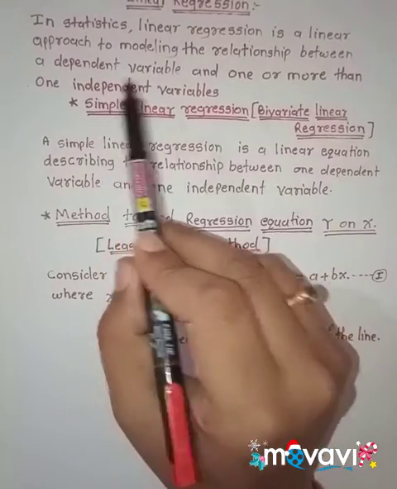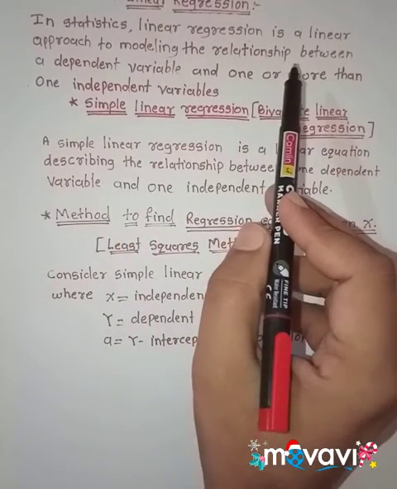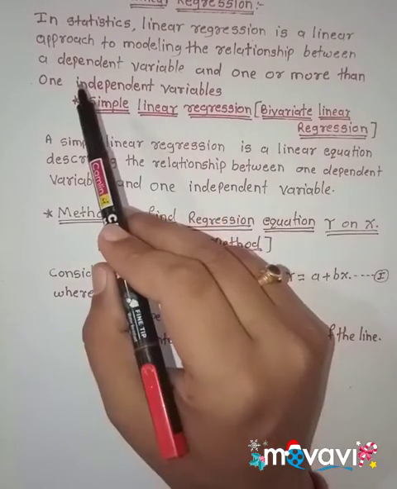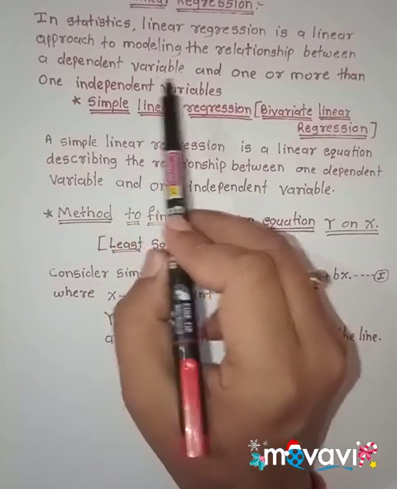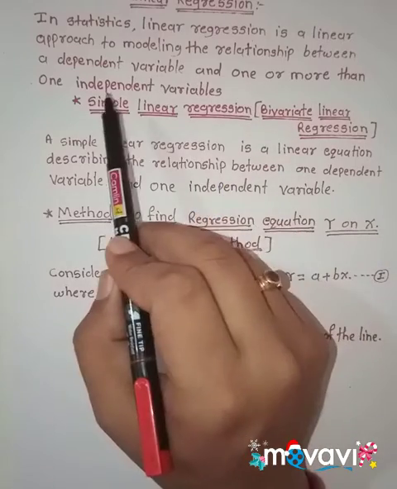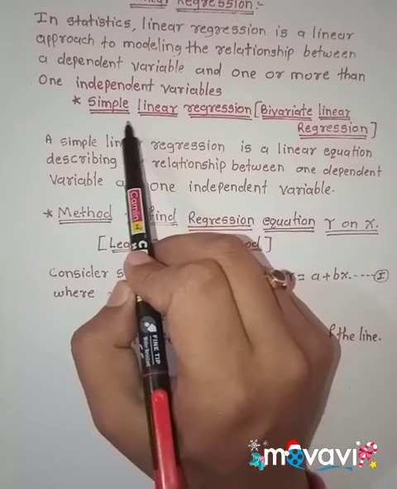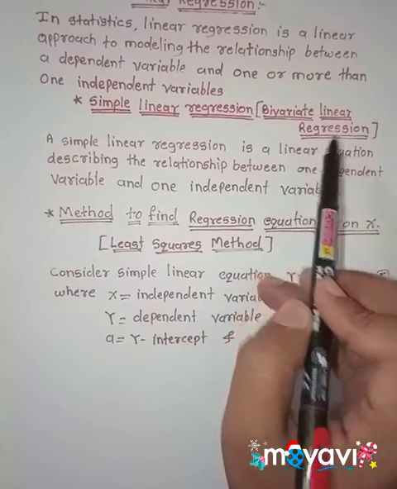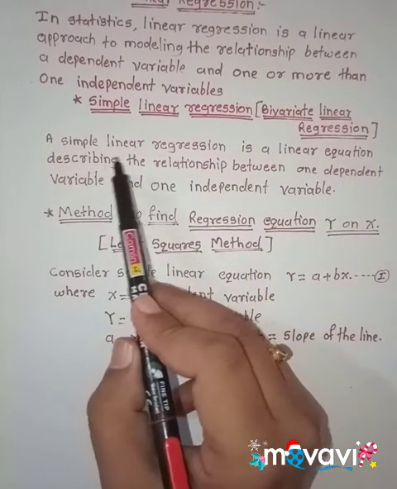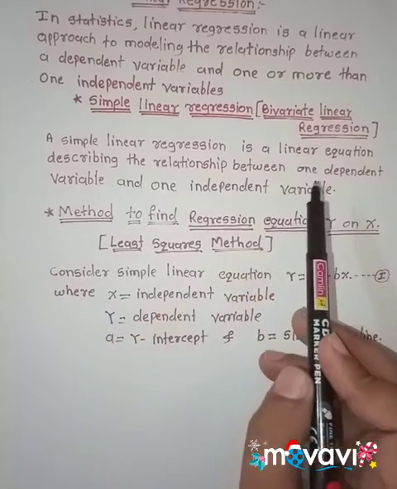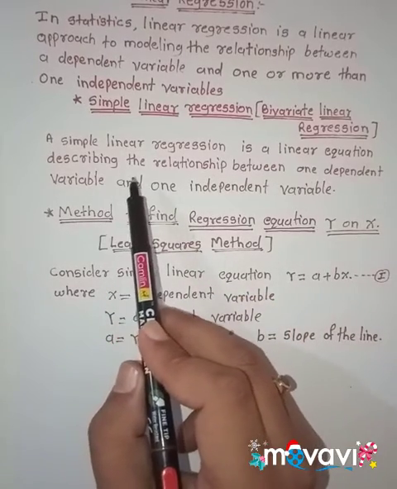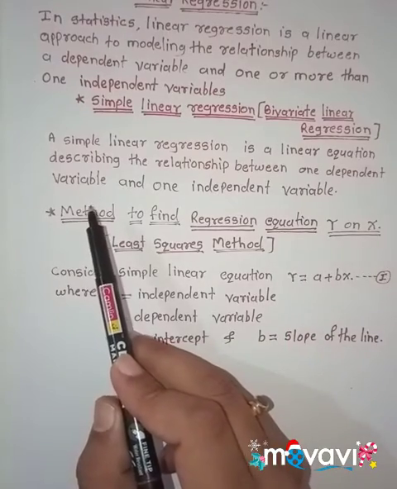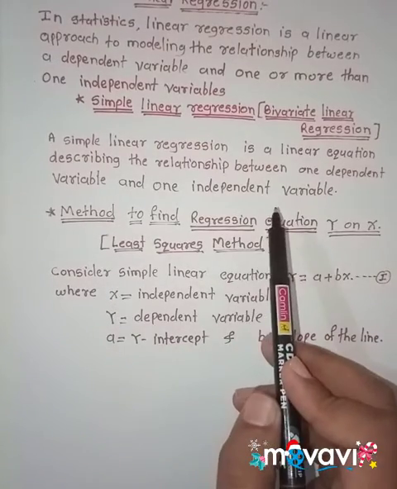In statistics, linear regression is a linear approach to modeling the relationship between the dependent variable and one or more independent variables. So simple linear regression, or we can say bivariate linear regression, its definition is: a simple linear regression is a linear equation describing the relationship between one dependent variable and one independent variable.